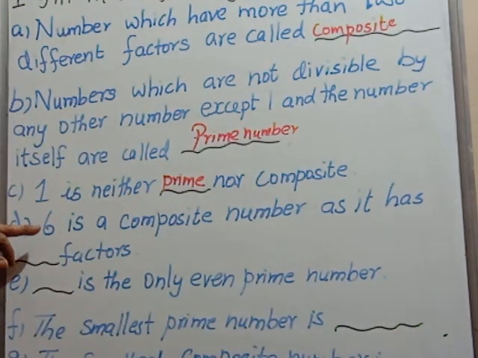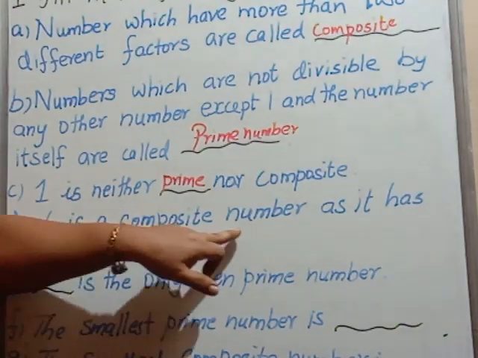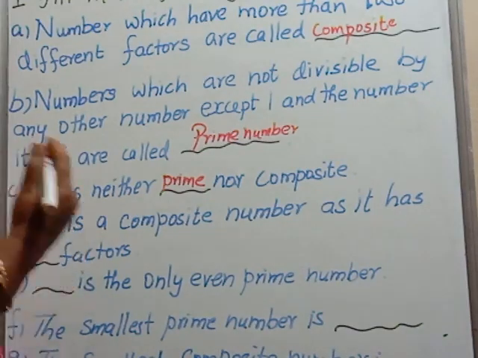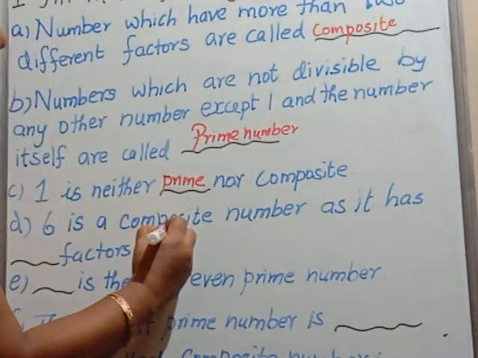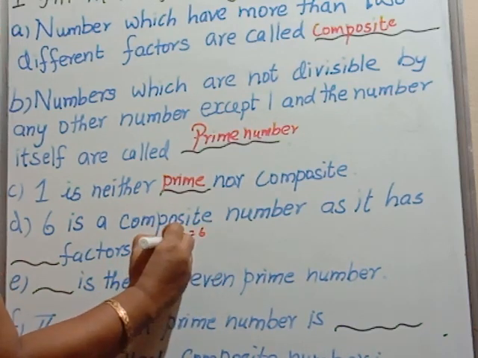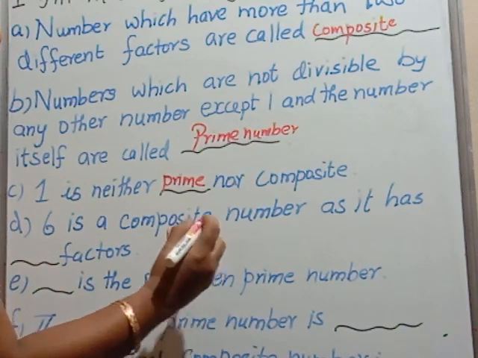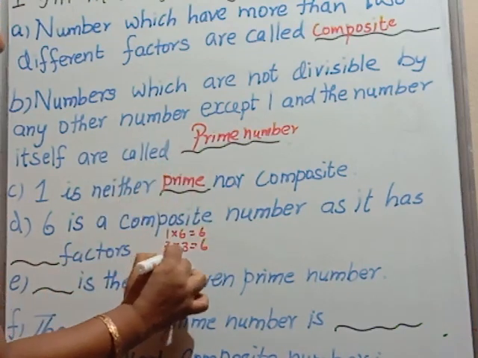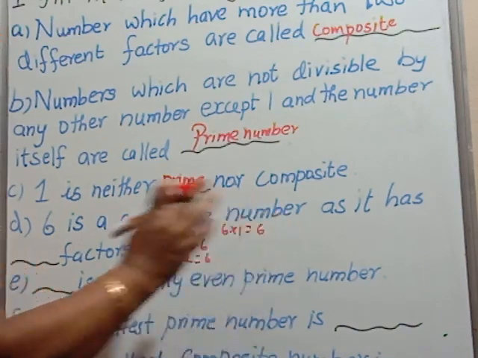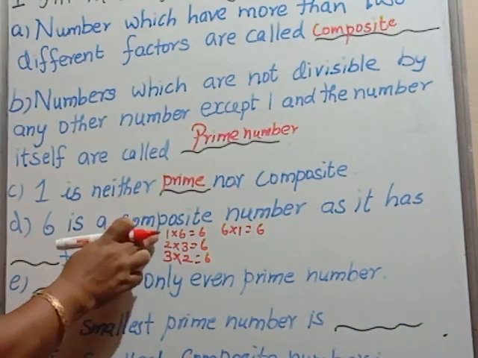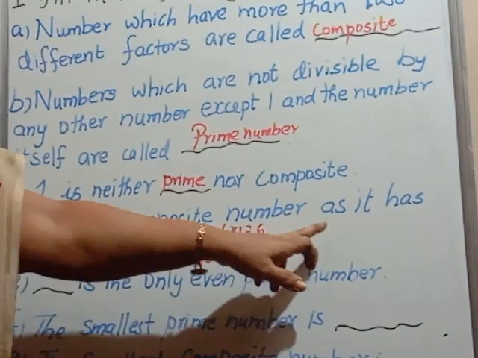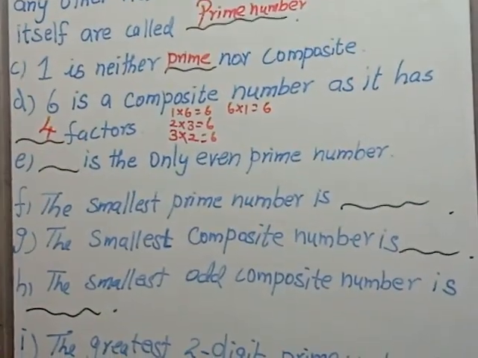Now, move to the fourth question. 6 is a composite number as it has dash factors. How many factors 6 has, you have to find out. How? First find the factors. 6: 1 into 6 is 6, 2 3s are 6, 3 2s are 6, then 6 1s are 6. That's all. So how many factors does it have? 1, 2, 3, 4 factors. 6 is a composite number as it has 4 factors.